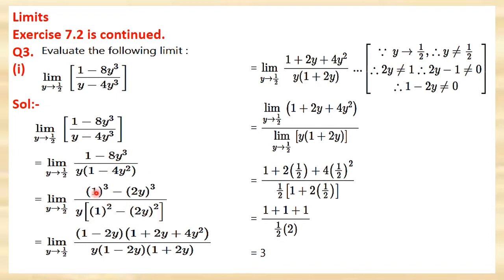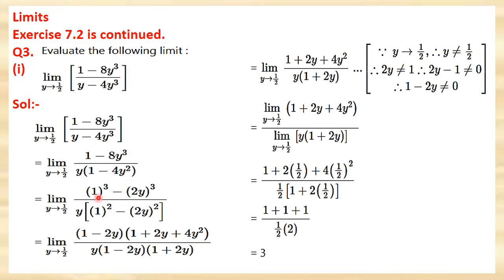Now we can factorize both numerator and denominator. Why we are factorizing it? Because when you substitute y is equal to 1 by 2, both numerator and denominator become 0. So y minus 1 by 2 is a factor, or 2y minus 1 is a factor, or 1 minus 2y is a factor here. Now 1 cube minus 2y the whole cube can be factorized.